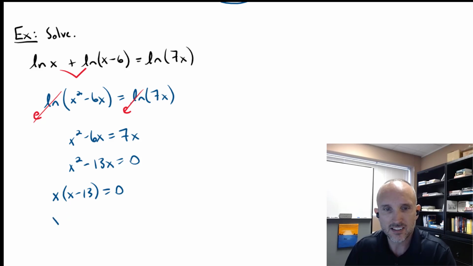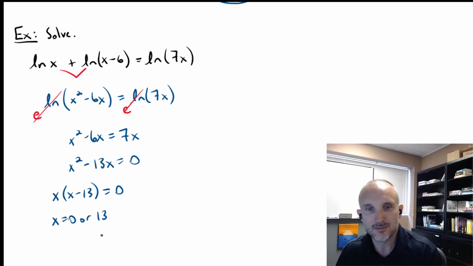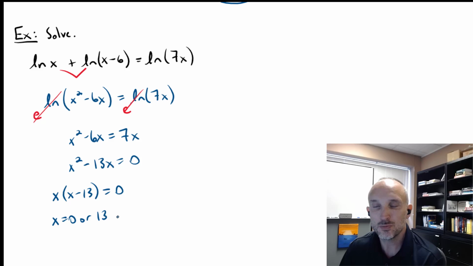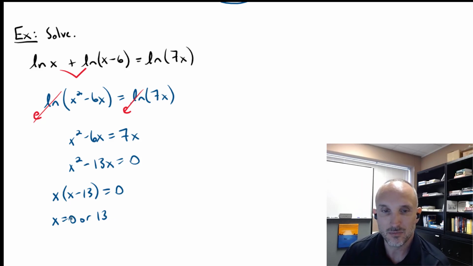And I can say that x has to be 0, or x minus 13 has to be 0, which means x would be 13. So I get two possible solutions here. Now I just have to make sure that both of these work with the arguments of the logs in the original equation. And I can see that if I plug 0 in for x, I'd have the natural log of 0 here with this first log, and I can't take a log of 0. So I already know 0 is not going to work.